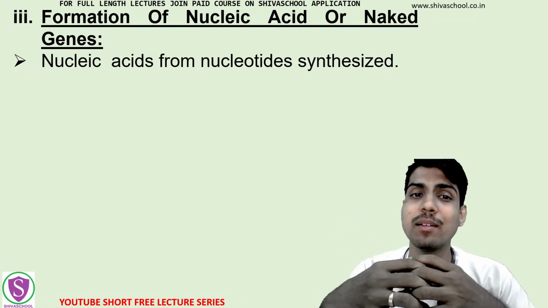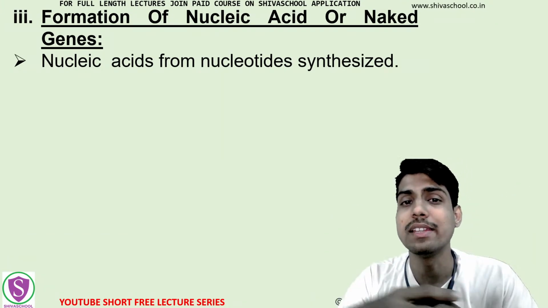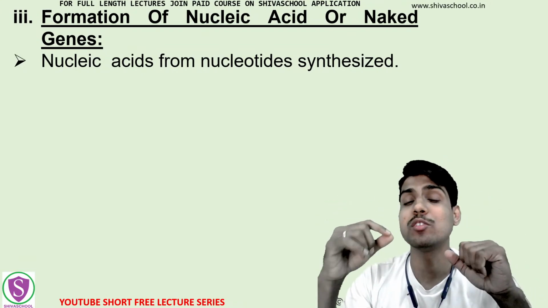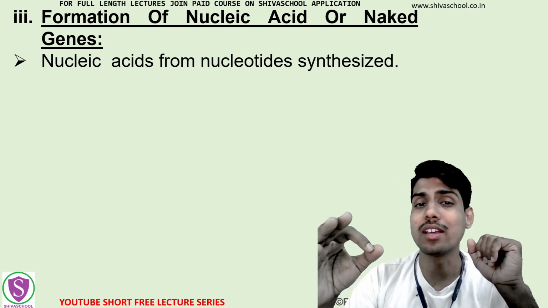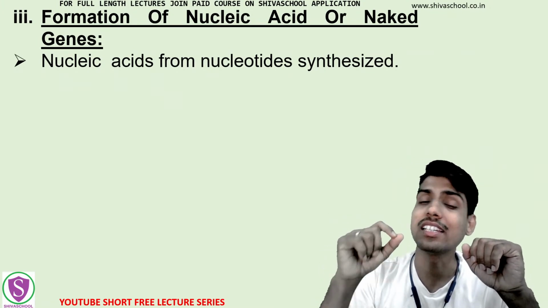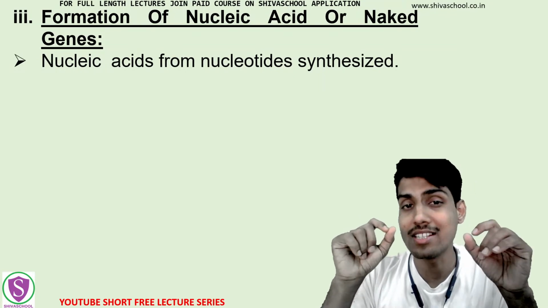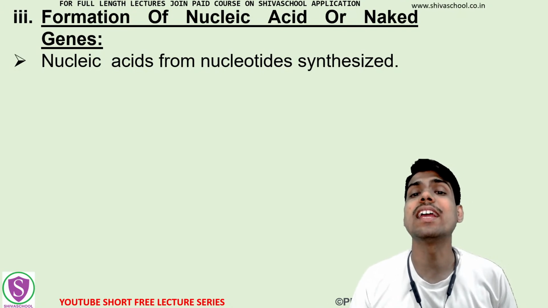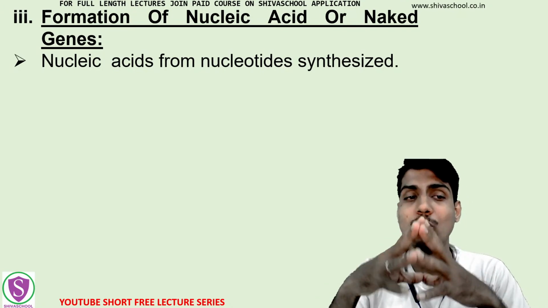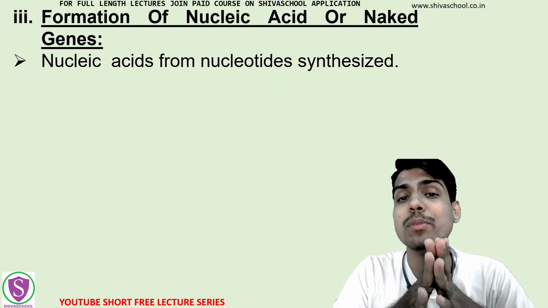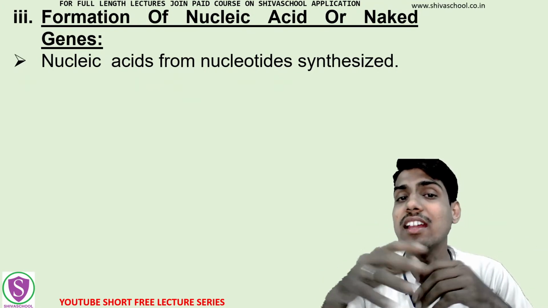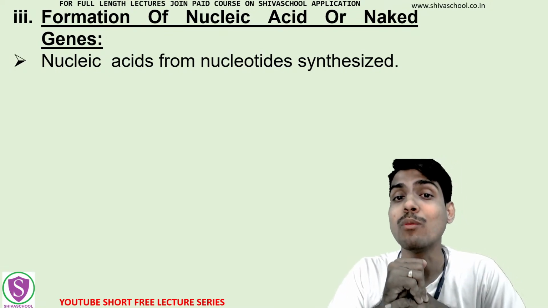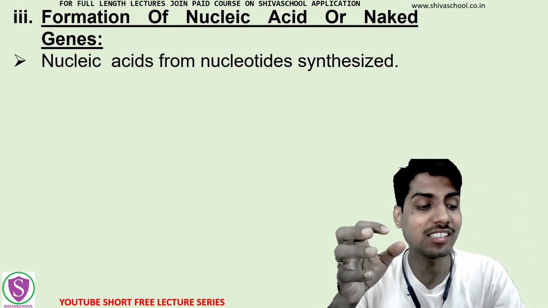Once we have made the chemicals for the chemical assembly of the cell, if we want to make the complete cell, what will we need? What is the central brain of the cell that we require? It is the DNA. So the next third phase is the formation of nucleic acids or the naked genes. Now there will be synthesis of different nucleotides, DNA and RNA, from the already synthesized chemicals.